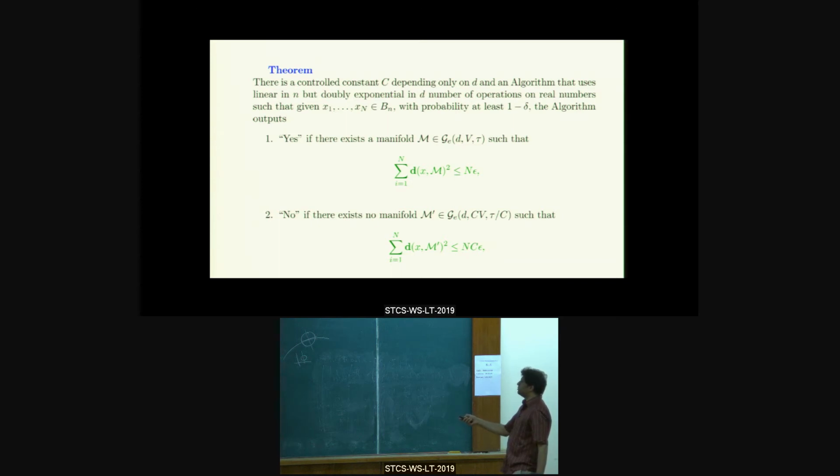So like in the question of interest, D was 3. No, but the thing is, here we are answering a decision question, right? So the landscape of that decision question is pretty complicated, because we are talking about these manifolds which are themselves.